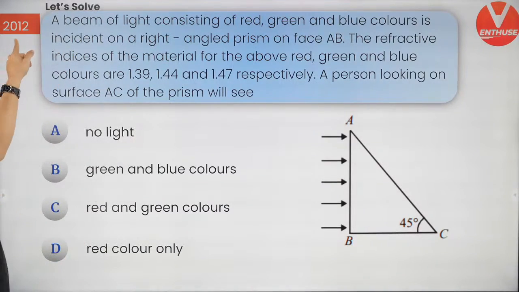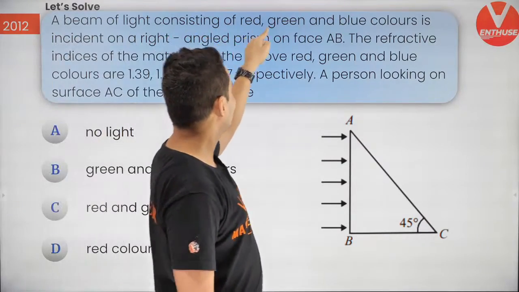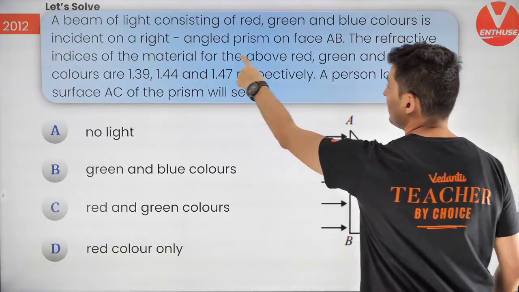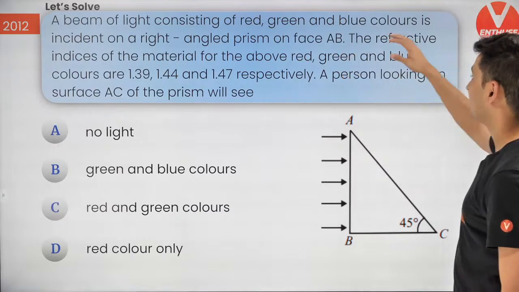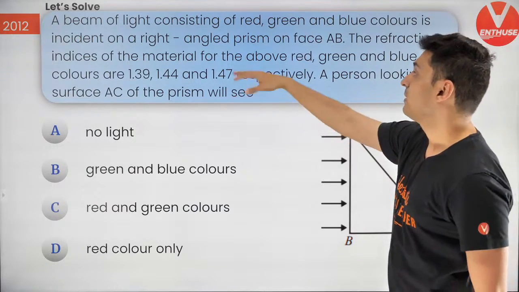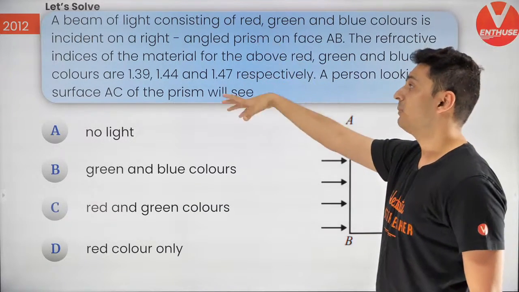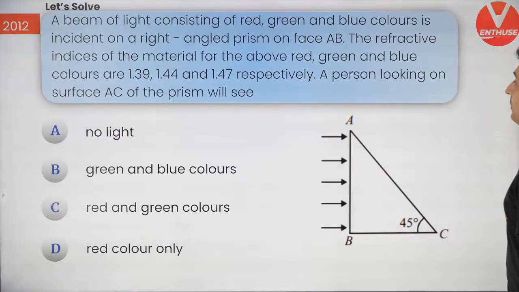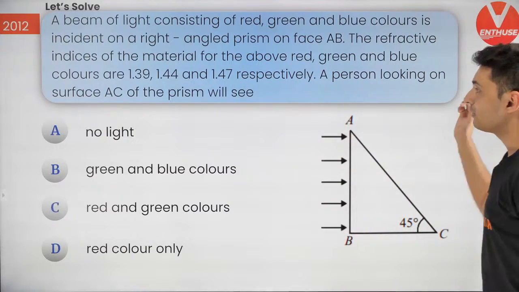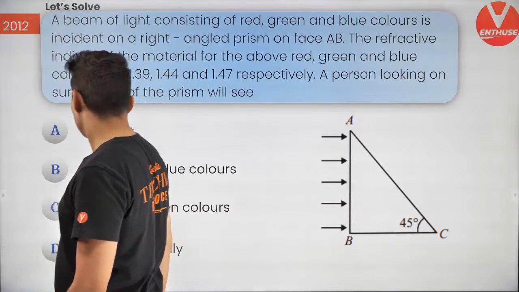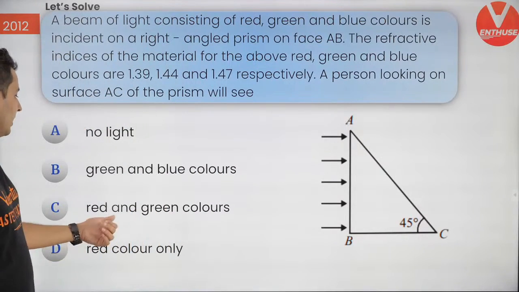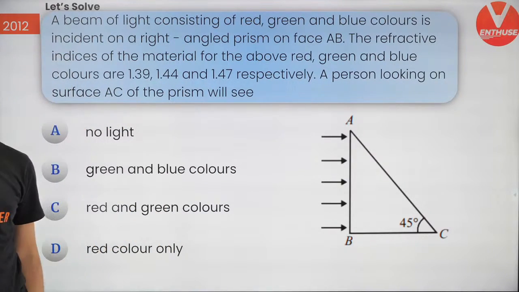Okay, next question, 2012. A beam of light consisting of red, green and blue colors is incident on a right angled prism of face AB. The refractive indices of the material are given to be 1.39, 1.44 and 1.47. So a person looking at the surface AC will see which color? No light, green, blue, red, green, red only. Come on, think about it.